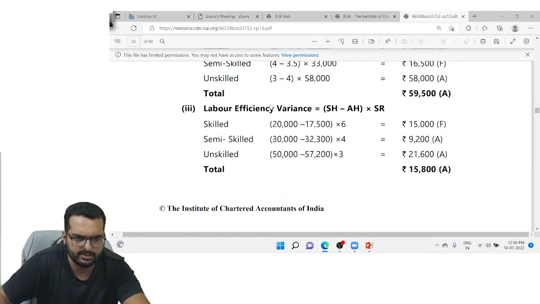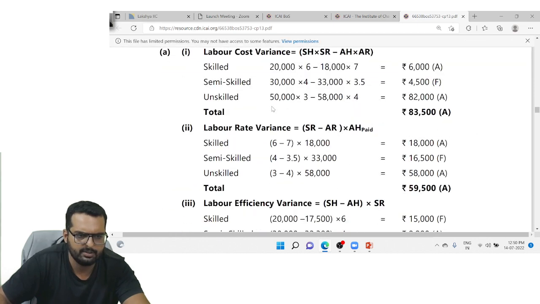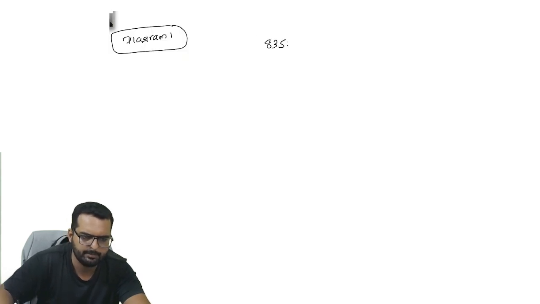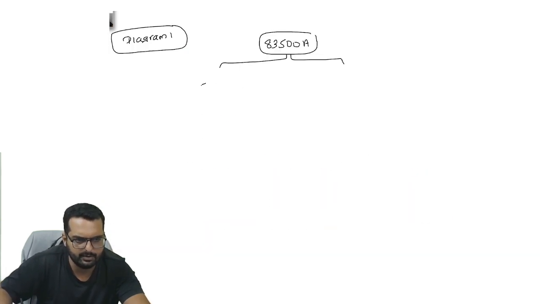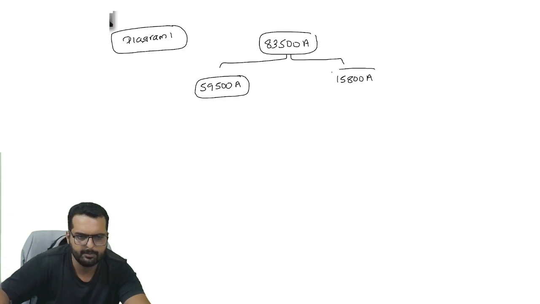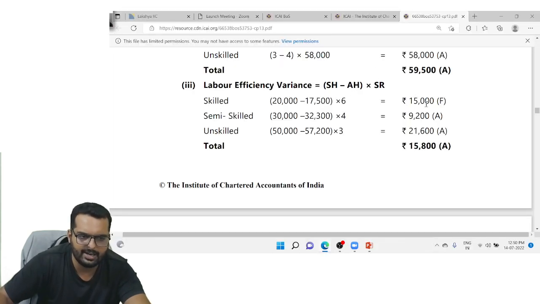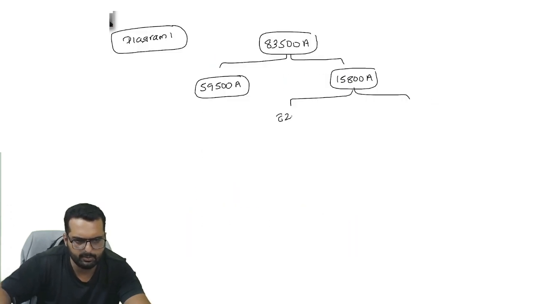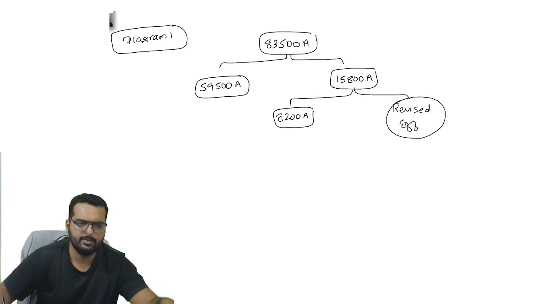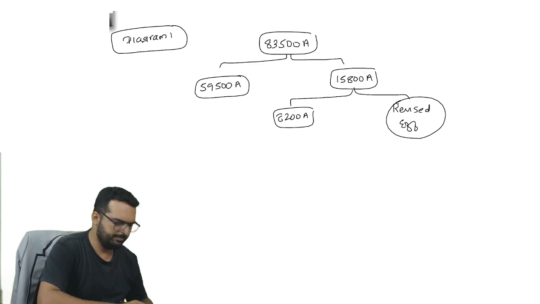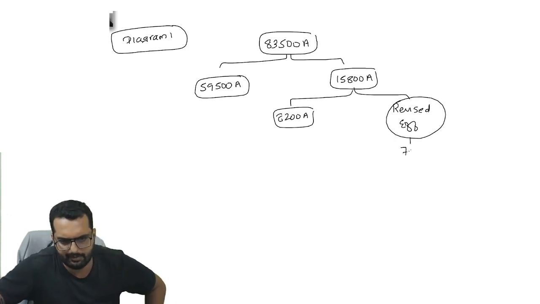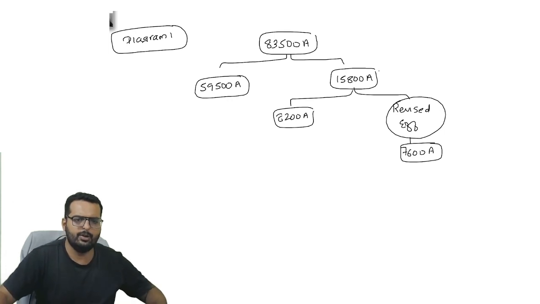I'll draw the diagram. I can give it this way. Diagram number one will go like this. How much is the cost variance? 83,500 adverse. Inside this, you will have 59,500 adverse. And the other one will be 15,800 adverse. Inside this, I can put idle time variance 8,200 adverse. So, what will be my revised efficiency? That will be 15,800 minus 8,200. That will be 7,600 adverse.